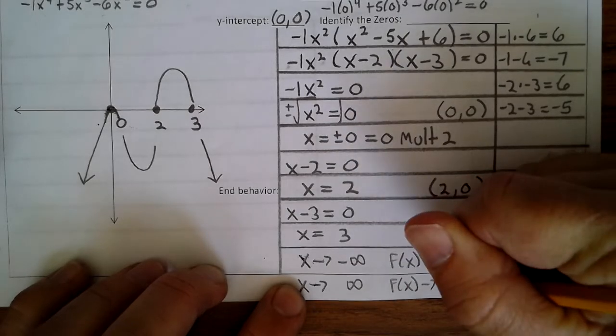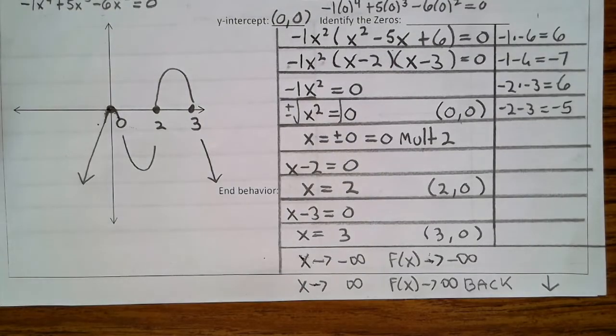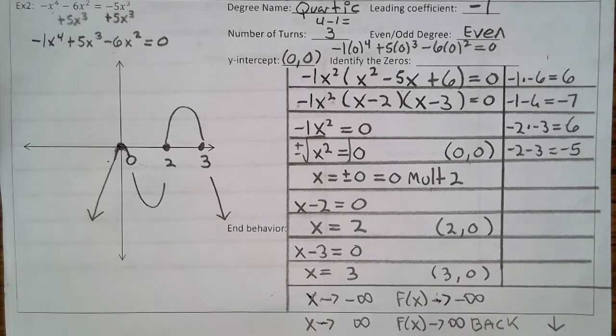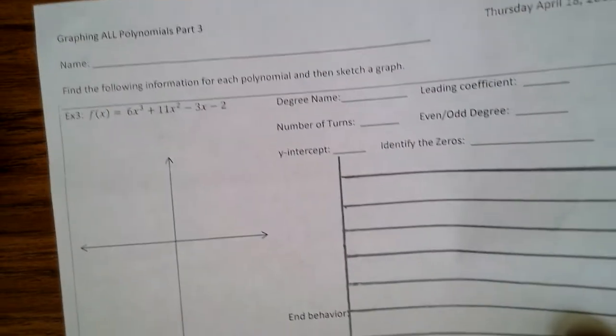All right, now let's turn the page to the back and look at example 3. Example 3. Find the following information for each polynomial and sketch the graph.